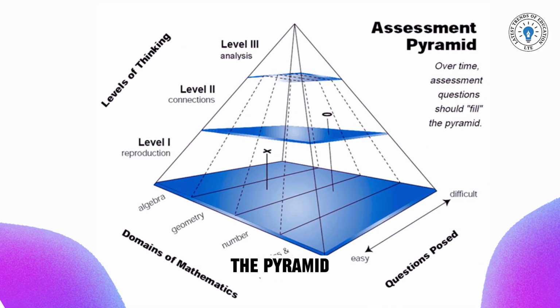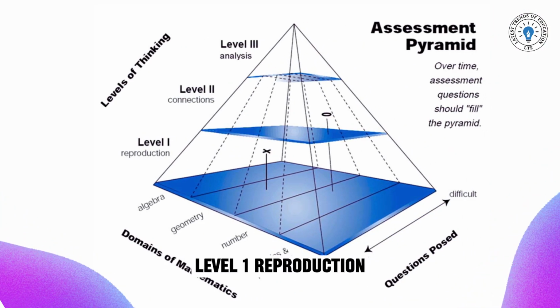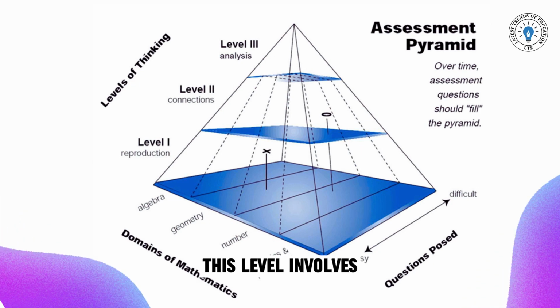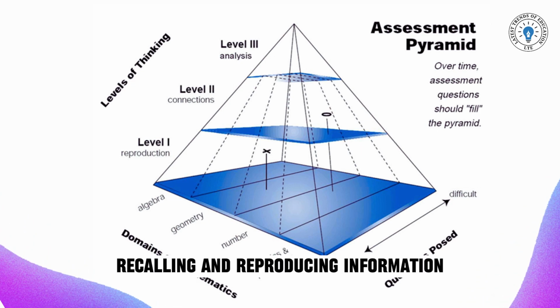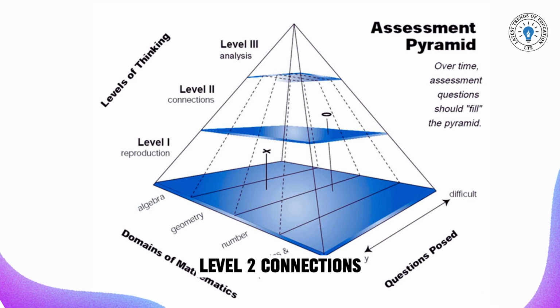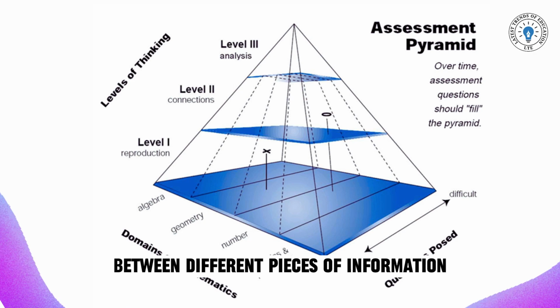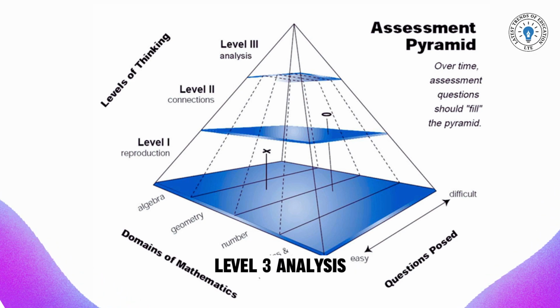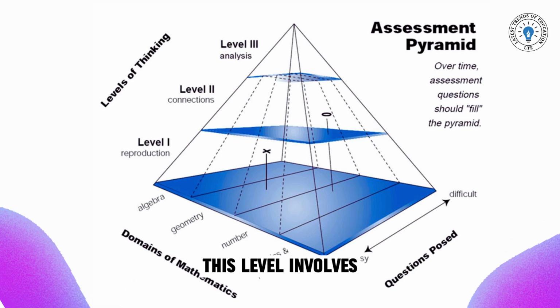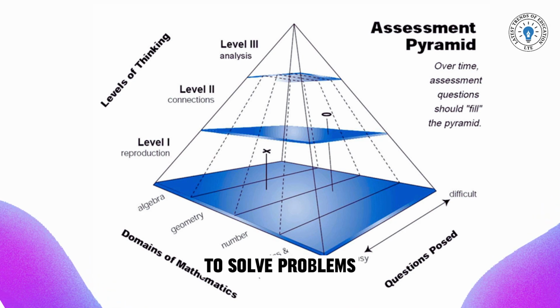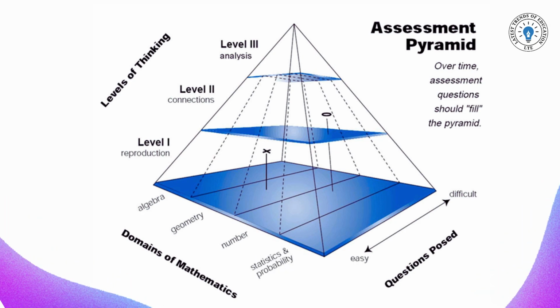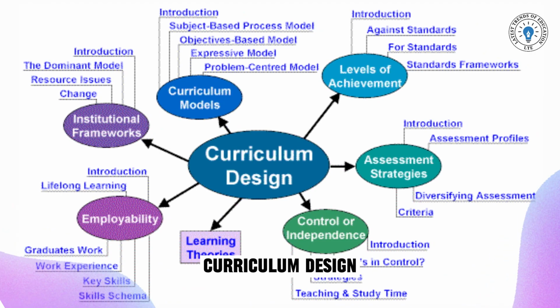The pyramid has 3 levels. Level 1, reproduction: this level involves recalling and reproducing information. Level 2, connections: this level involves making connections between different pieces of information. Level 3, analysis: this level involves applying knowledge to solve problems and make decisions. Have a look at this curriculum design.